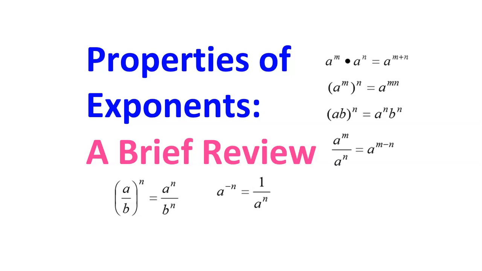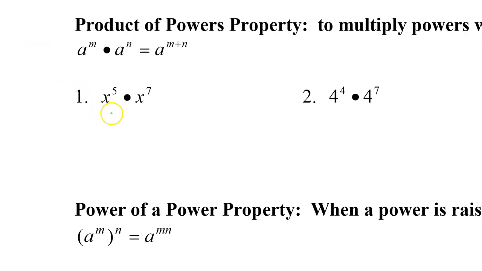This video is a brief review of the properties of exponents. When you multiply two expressions with like bases, you add the exponents. So x to the 5th power times x to the 7th power will be x to the 12th power.